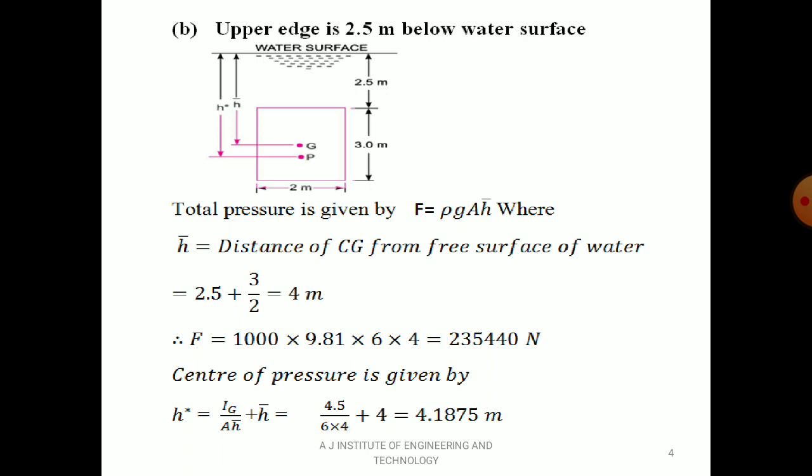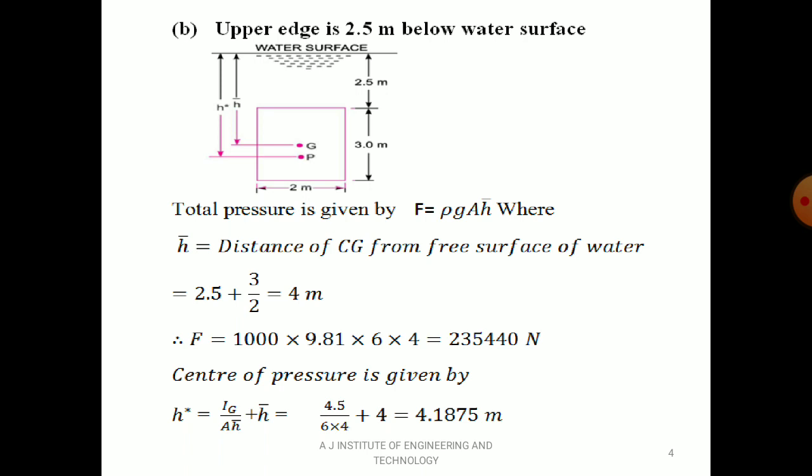Now total pressure is given by F equal to rho g A H bar, where H bar equal to the distance of the center of gravity from the free surface of water. I have to remember this: H bar equal to the distance of center of gravity from the free surface of water. In the previous case, the upper edge was coinciding with the free water surface, so there was no problem.